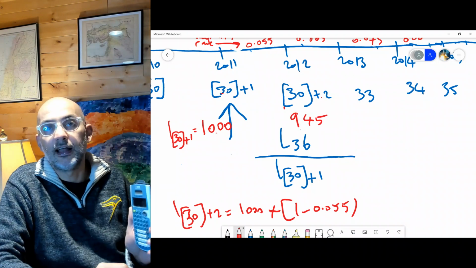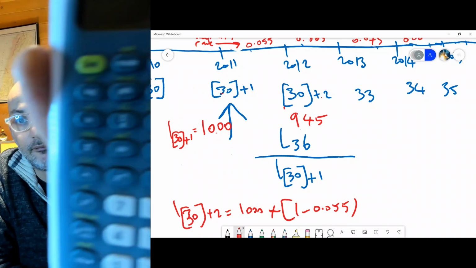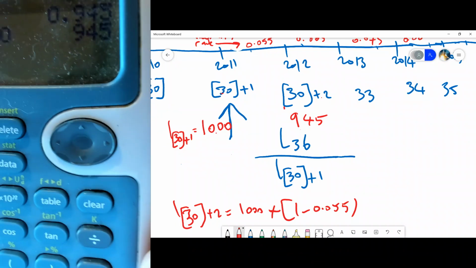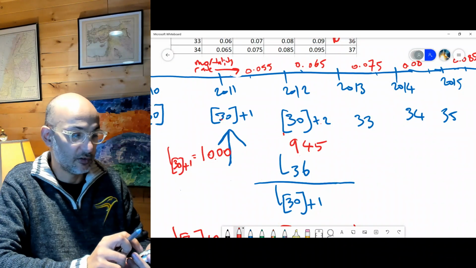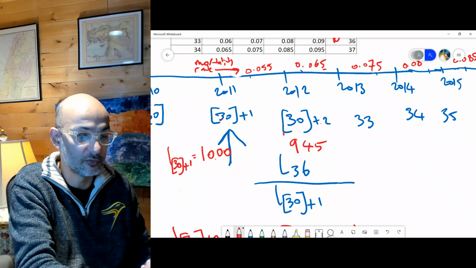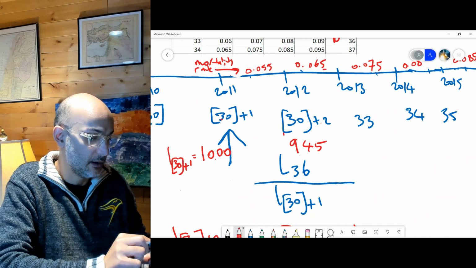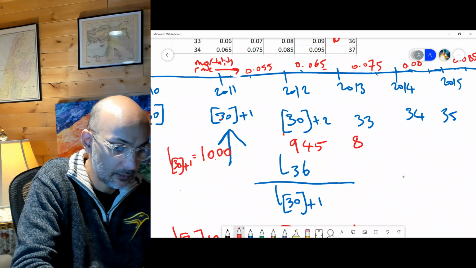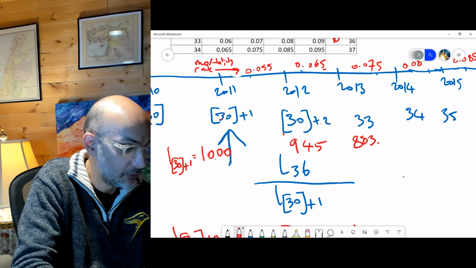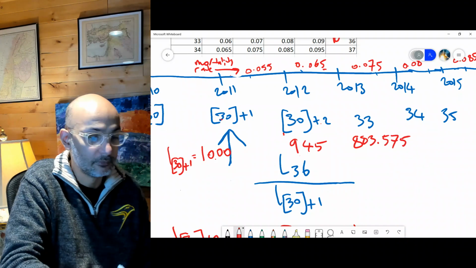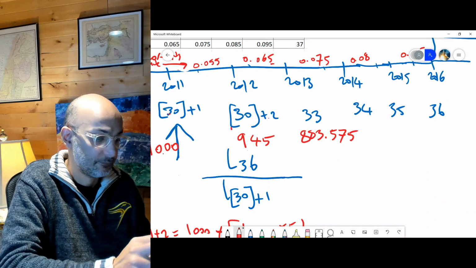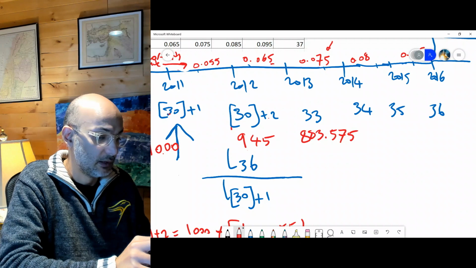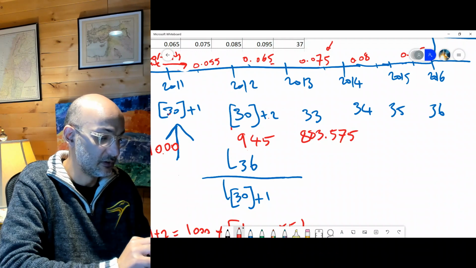Now keep it in your calculator, don't remove it from your calculator. Why don't remove it? Because you need to multiply it by 1 minus this one. So multiplied by 1 minus 0.065. Now this I got 883.575. Now you need to multiply it now by 1 minus this one. Now here multiplied by 1 minus 0.075.